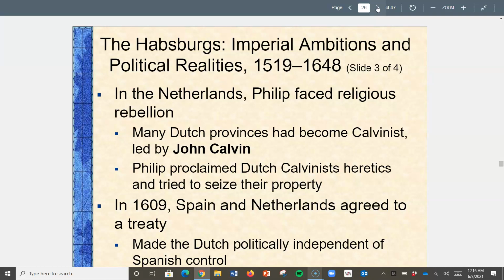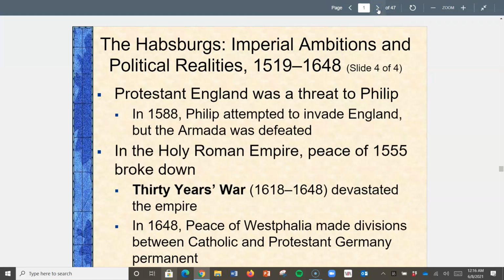You'll see how Philip would push his luck, and he will go after the Netherlands, and that will lead to the Dutch becoming politically independent of Spanish control after the 30 Years' War, which lasted from 1618 to 1648. Philip was not very pleased with the developments of Protestantism in England under Henry VIII.